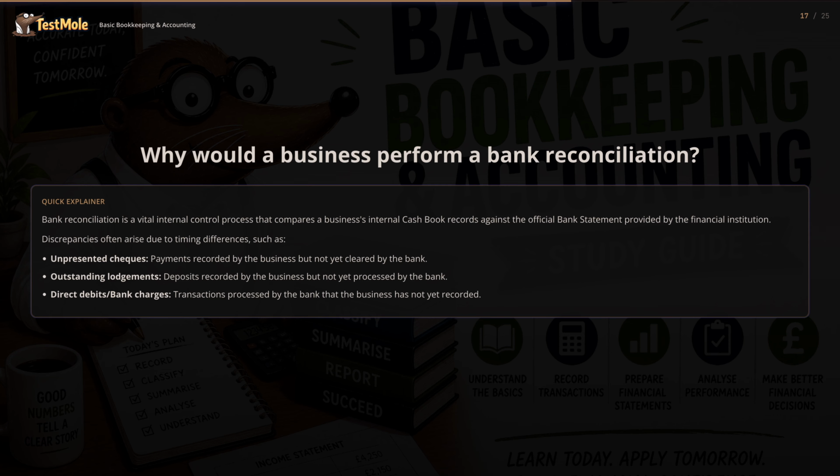Discrepancies often arise due to timing differences, such as unpresented checks, payments recorded by the business but not yet cleared by the bank. Outstanding lodgements, deposits recorded by the business but not yet processed by the bank. Direct debits/bank charges, transactions processed by the bank that the business has not yet recorded.